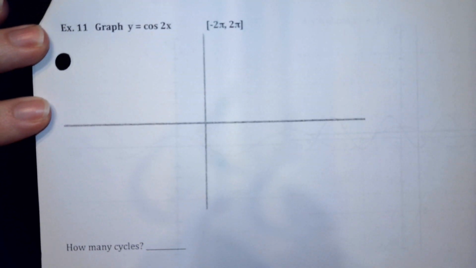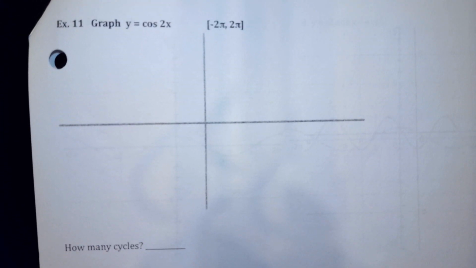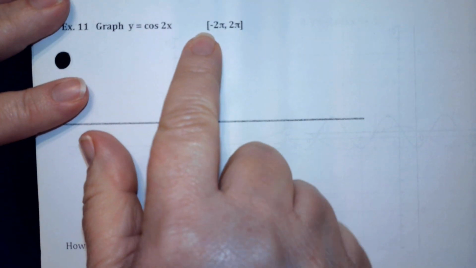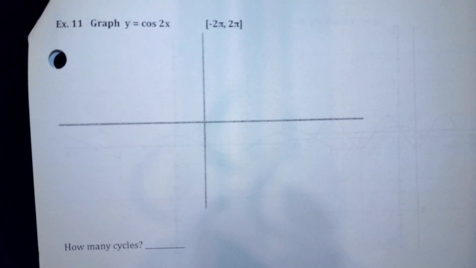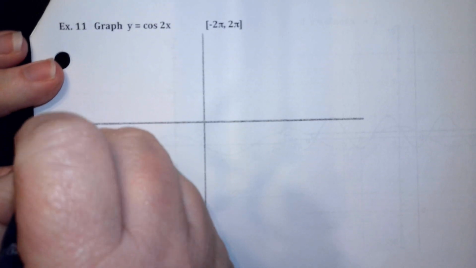Moving right along. All right, so I am going to keep this one as negative 2 pi to pi. Excuse me, negative 2 pi to positive 2 pi.